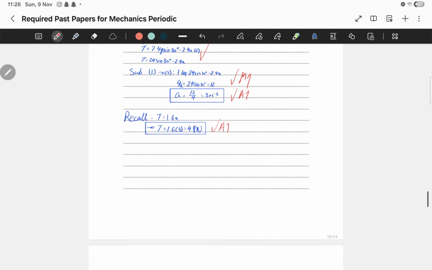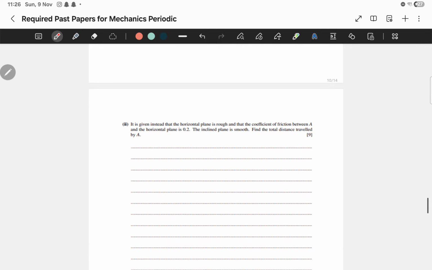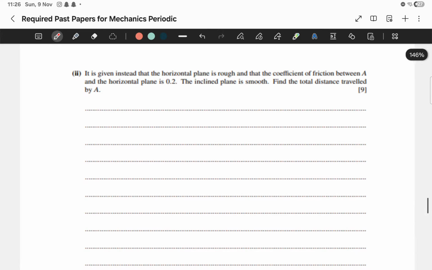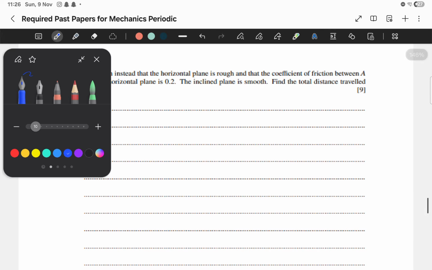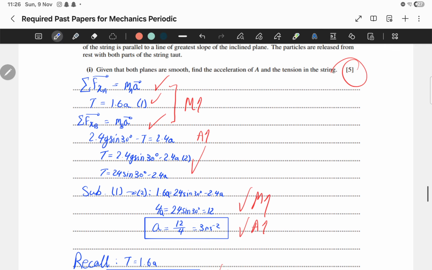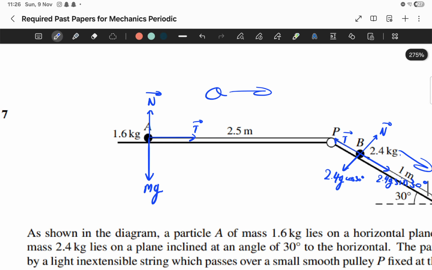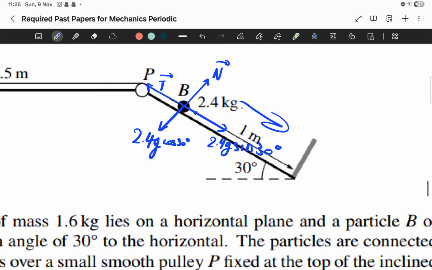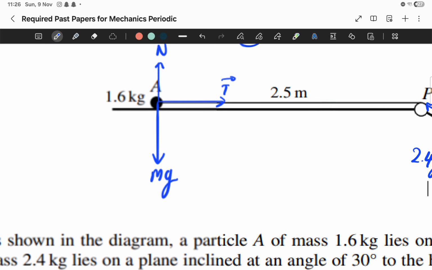Okay. Now, it is given instead that the horizontal plane is rough and the coefficient of friction between A and the horizontal plane is 0.2. Okay, so mu of A is equal to 0.2. The inclined plane is smooth. So B has no friction. Find the total distance traveled by A. Now, we're going to change this nice, cute diagram. This we're going to keep the exact same because they told me it's smooth. We're going to write here, there's a nice friction.